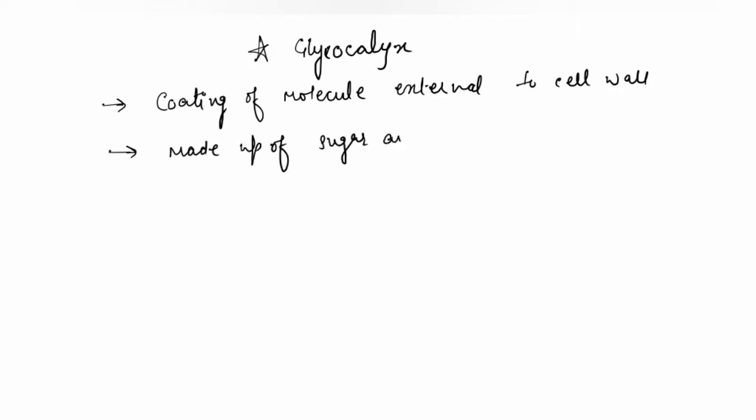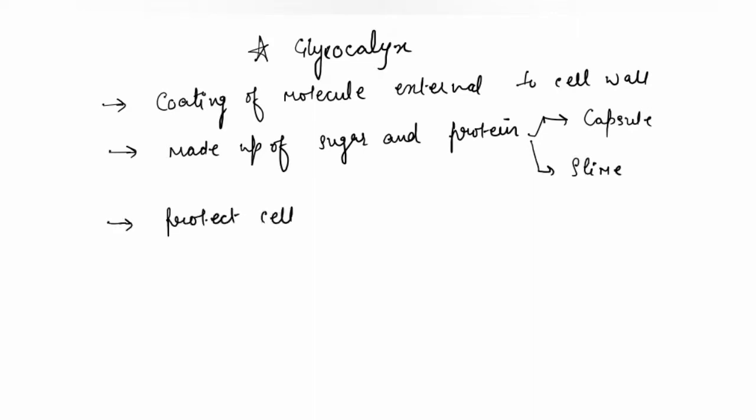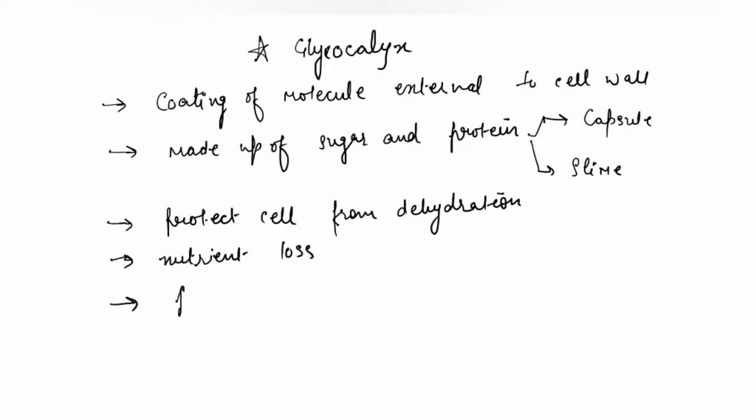So on the basis of their arrangement, if the protein and sugar molecule are tightly packed, then they are known as capsule. If the protein and sugar are loosely packed, then they are known as slime layer. Their function: it protects the cell from nutrient loss as well as from dehydration. It also prevents bacteria from phagocytosis by the WBC.